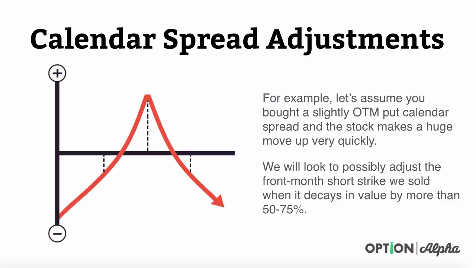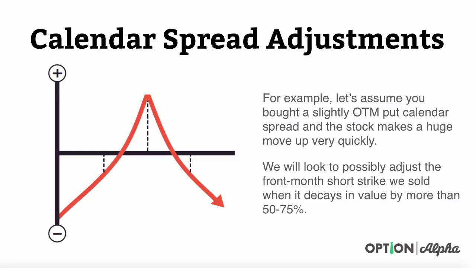So for example, let's say that you are trading a slightly out of the money put calendar spread and the stock then makes a huge move up very quickly. So again, the whole idea here is that you're trading the put calendar spread, which means you're a little bit directionally bearish. You want the stock to go down, but instead of the stock kind of fading down or slightly moving down, it makes a really big move higher very quickly.